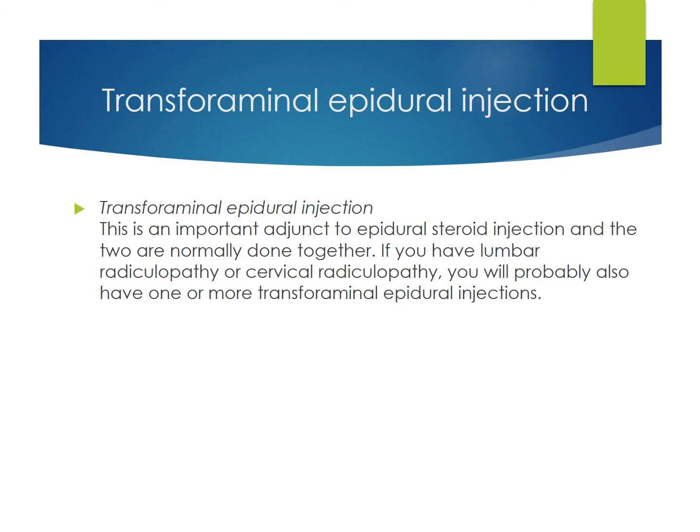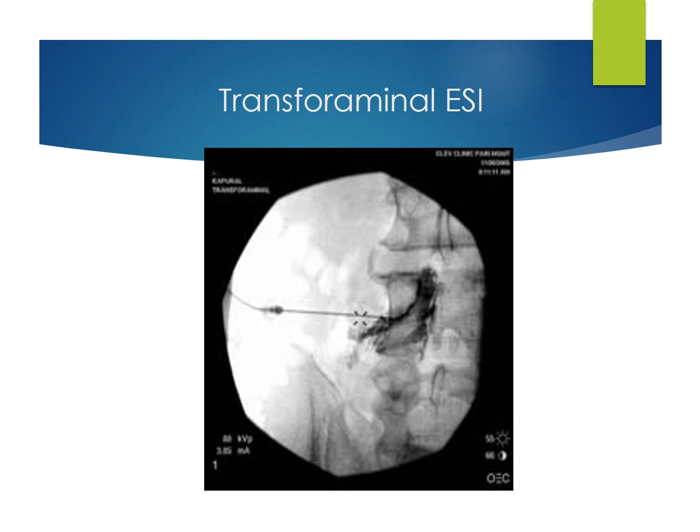Transforaminal epidural injection. This is an important adjunct to epidural steroid injection, and the two are normally done together. If you have lumbar radiculopathy or cervical radiculopathy, you will probably also have one or more transforaminal epidural injections. Here is an X-ray of a transforaminal ESI.